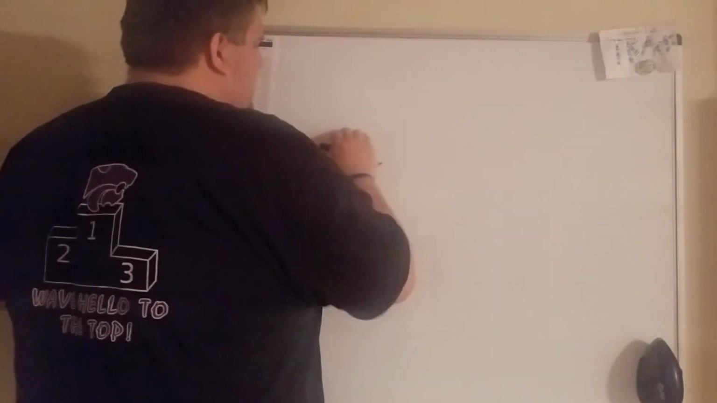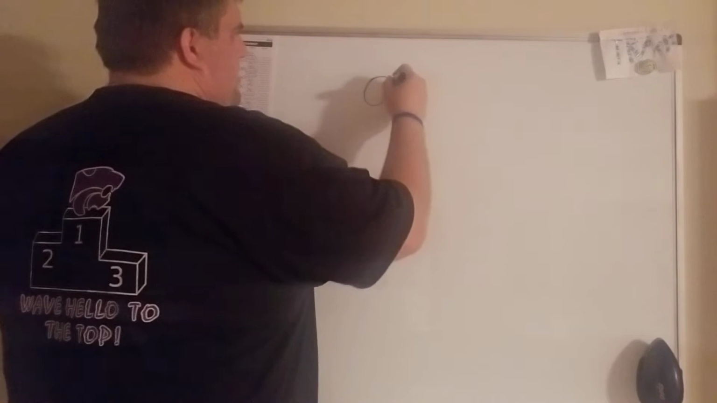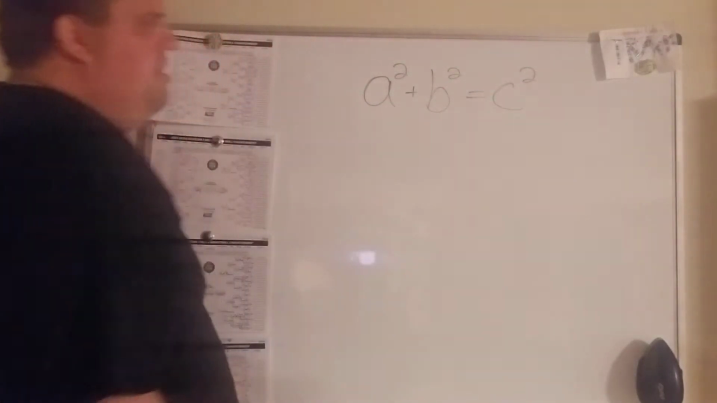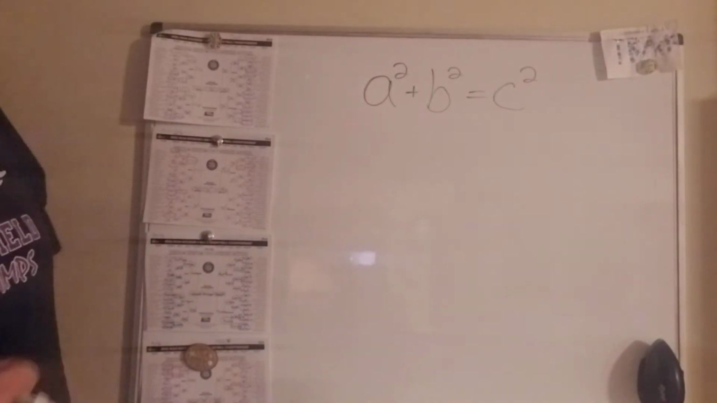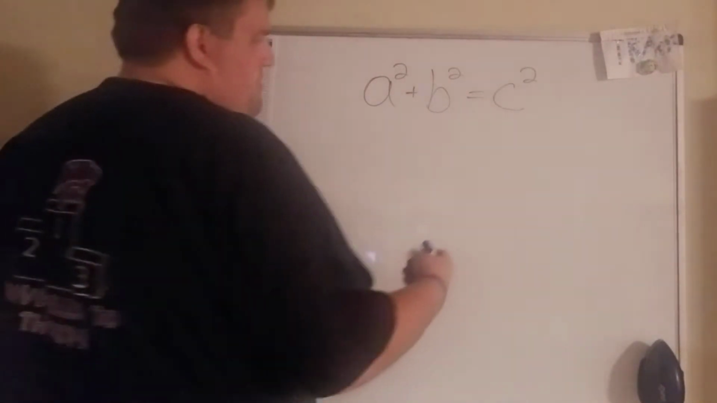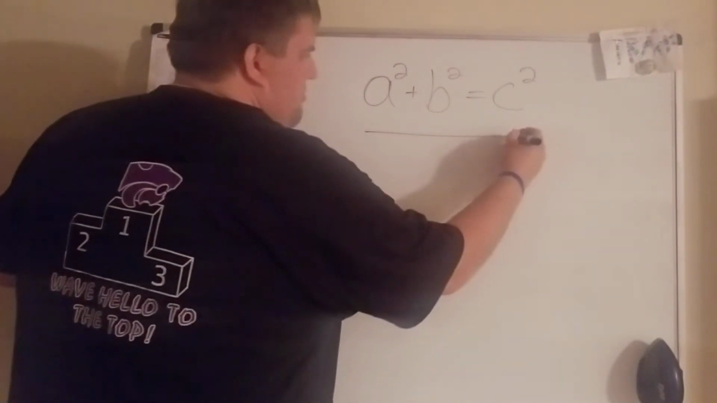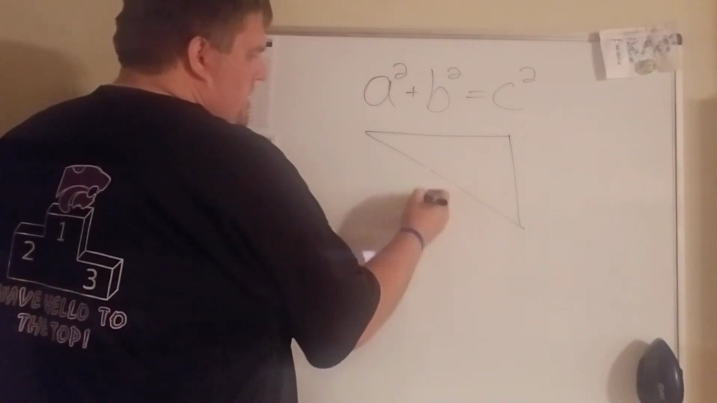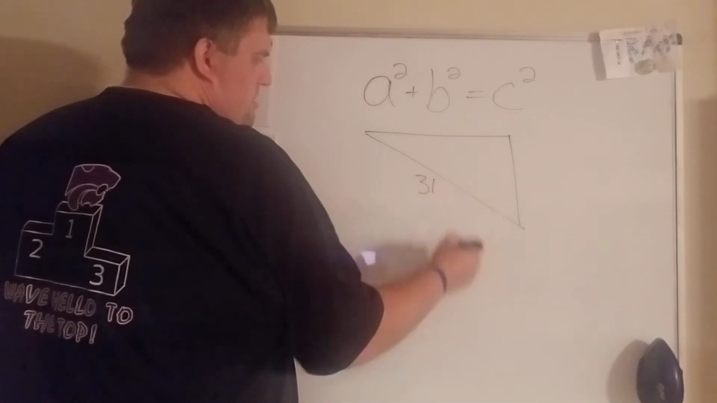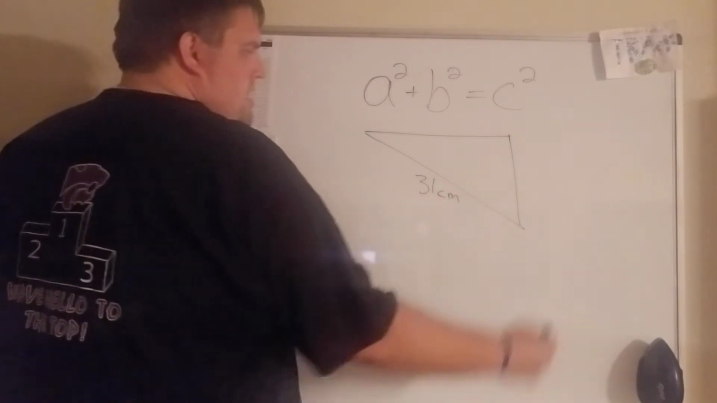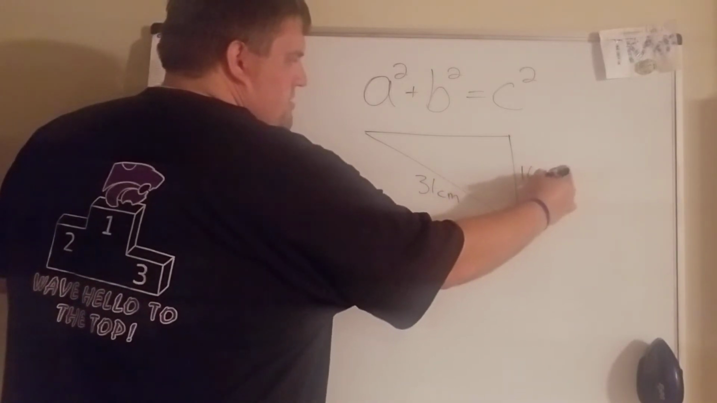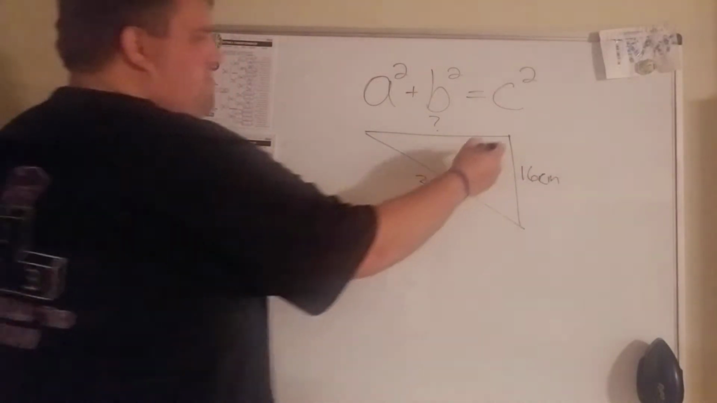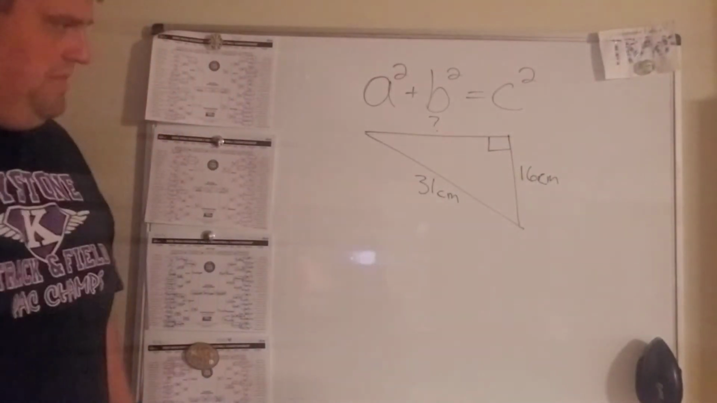So, yesterday we said that the Pythagorean Theorem is a squared plus b squared equals c squared, where a and b are the legs of the right triangle, and c is the hypotenuse, right? But we didn't do any that maybe look like this, where I know this side is 31 centimeters, and this side is 16 centimeters, and we don't know that side. Well, we should probably put it as a right triangle. Otherwise, we can't really use Pythagorean Theorem, right?